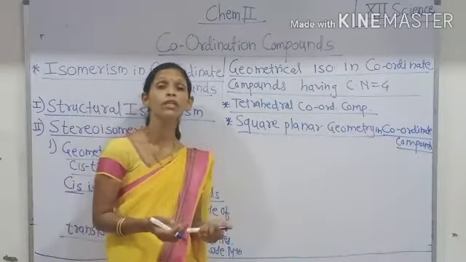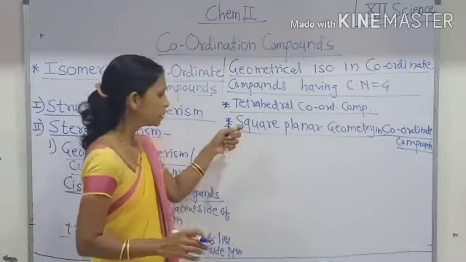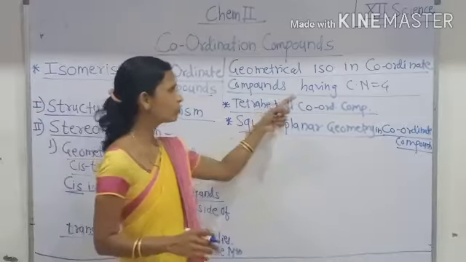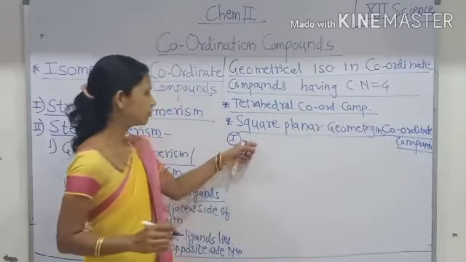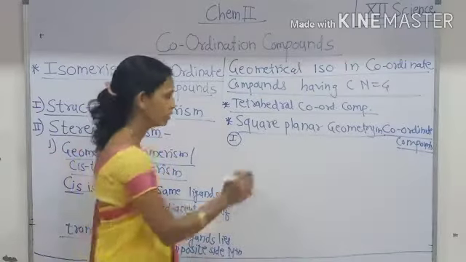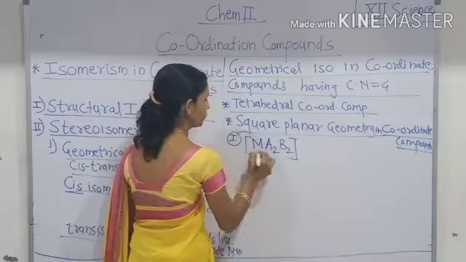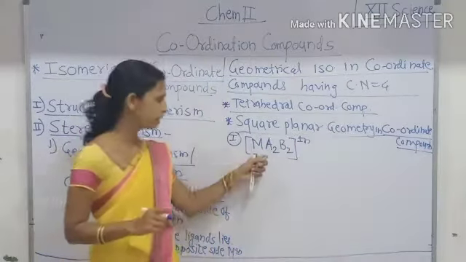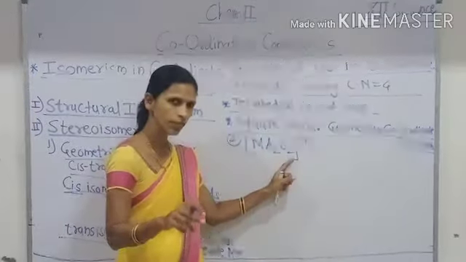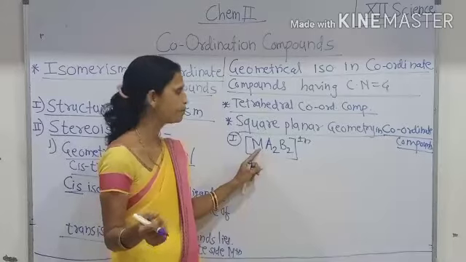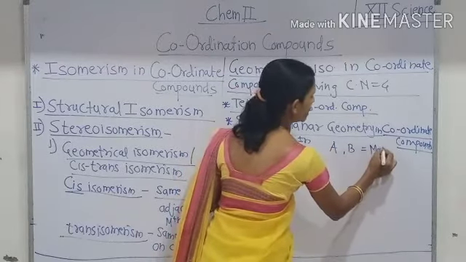Then see here, we will discuss this by taking examples of different types of coordinate compounds. The geometrical isomerism of coordinate compounds in square planar geometry: first of all we will discuss the coordinate compound having the molecular formula Ma2B2 type complex. See here, the molecular formula of the coordinate compound is of Ma2B2 type, that means M is the central metal ion or atom, and capital A and capital B are monodentate ligands.